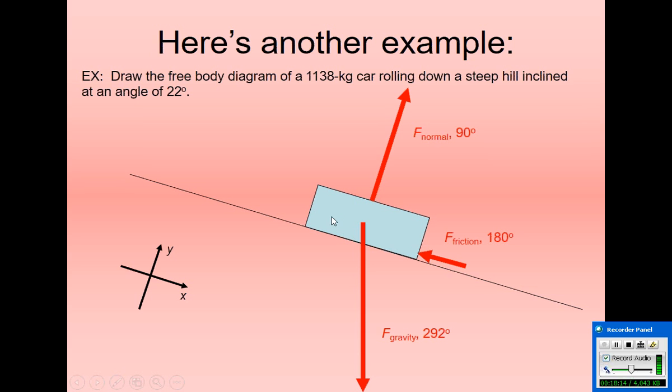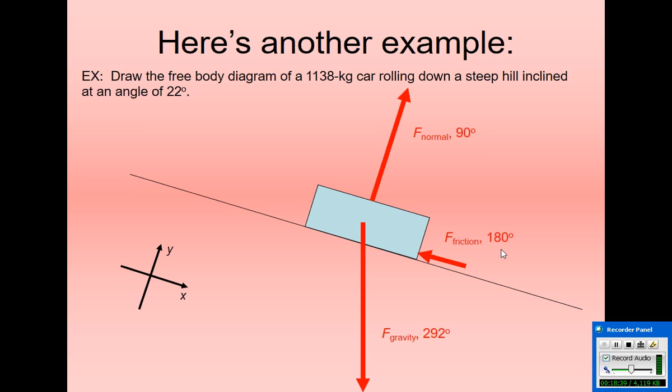The frictional force points directly uphill. That means that it points in exactly the opposite direction as the positive x-axis, which points downhill. So if it's in exactly the opposite direction of positive x, it must be negative x, and that makes an angle of 180 degrees with respect to positive x.